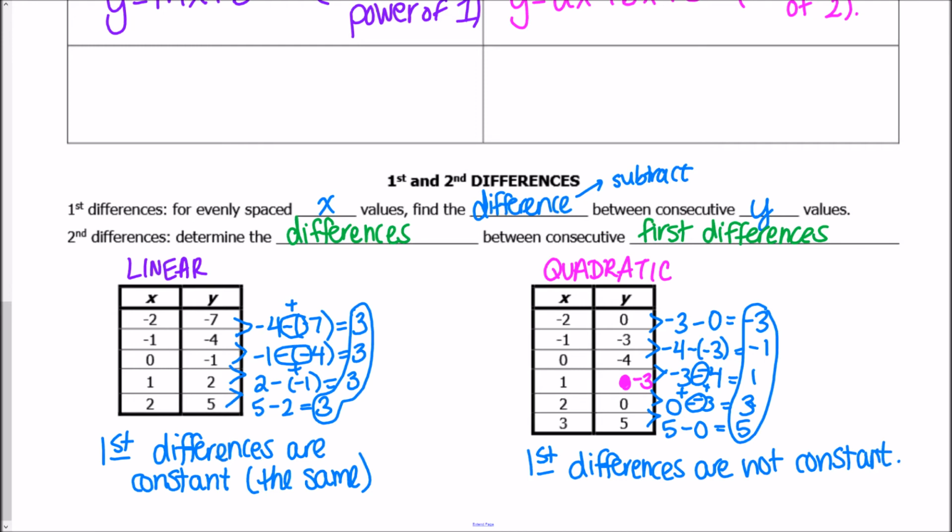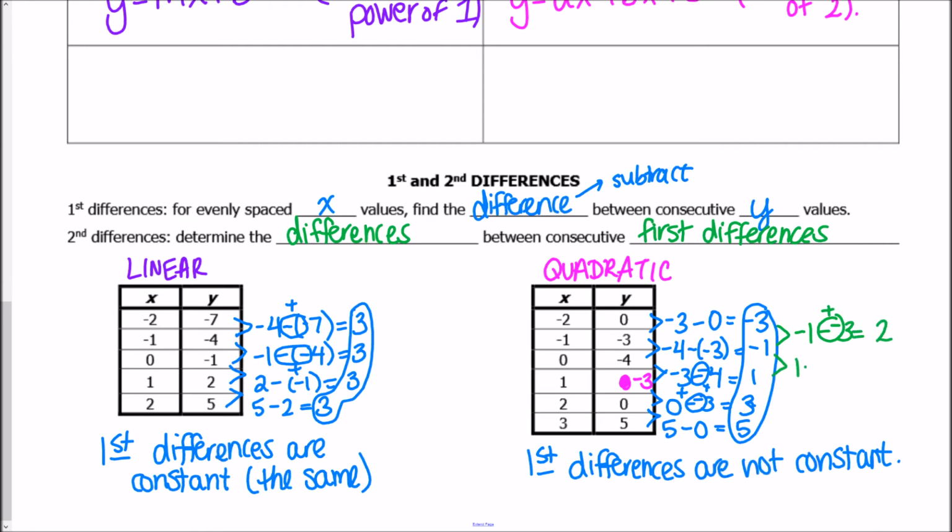So since they're not constant, let's go ahead and look at our second differences. We're going to find the differences between the consecutive first differences, so we're taking the first differences of the first differences essentially. All these values that are circled are my first differences. So I'm going to do negative 1 minus negative 3. The minus and negative turns into a plus, so I get 2.